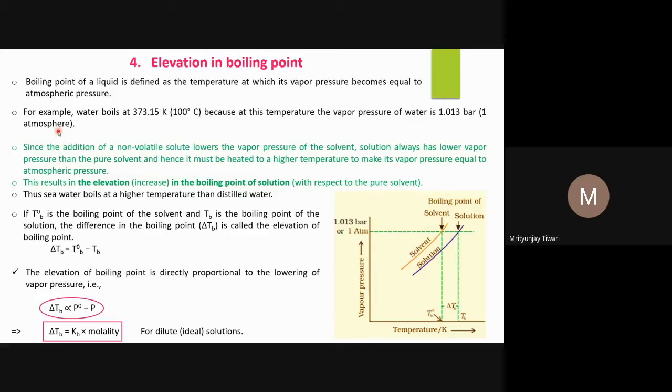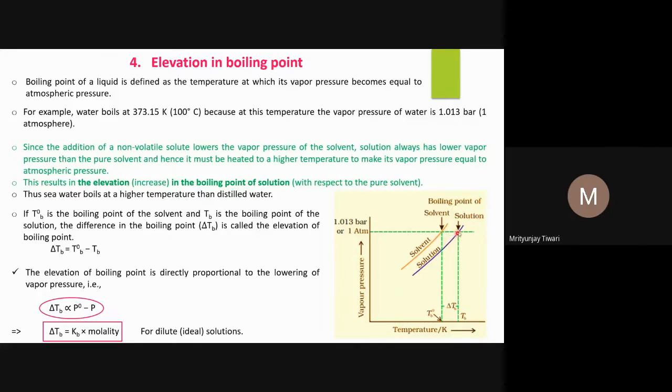If you look at this graph, the vapor pressure versus temperature graph, what we know is that the pure solvent vapor pressure is more. Suppose this bar is 1 atmospheric pressure. If you heat a solvent, at a particular temperature, suppose this T naught B, you find it is the boiling point of the pure solvent. However, at this temperature, the vapor pressure of the solution is lower, it has only this value, because of the addition of the solute, the vapor pressure has gone down.